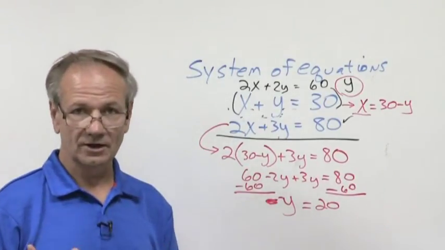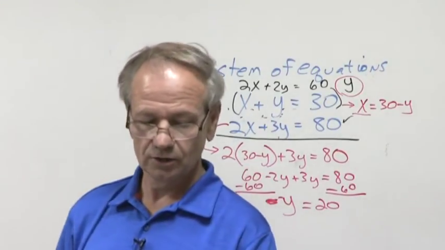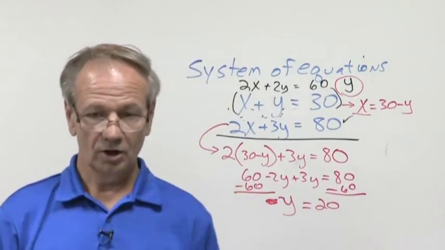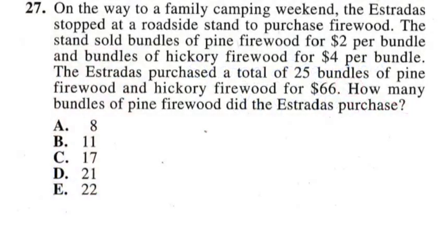What I want to do now is let you look at the screen, and you should see a problem on the screen. On the way to a family camping weekend, the Estradas stopped at a roadside stand to purchase firewood. The stand sold bundles of pine firewood for $2 a bundle and bundles of hickory firewood for $4 a bundle. The Estradas purchased a total of 25 bundles of pine firewood and hickory firewood for $66. How many bundles of pine firewood did the Estradas purchase?